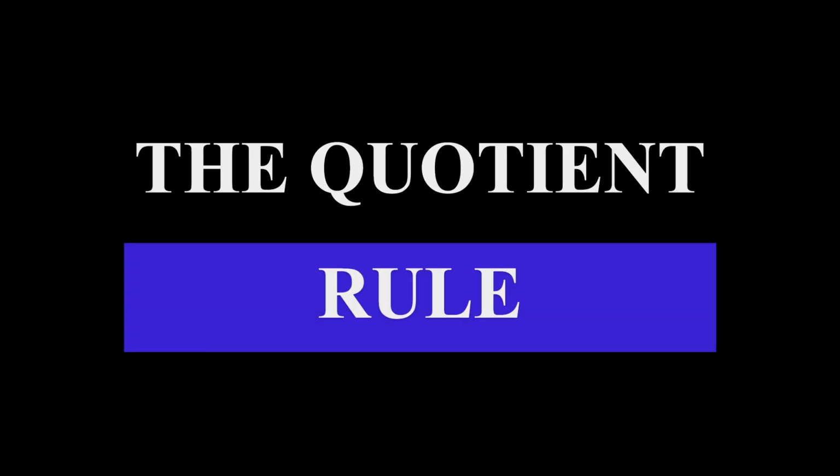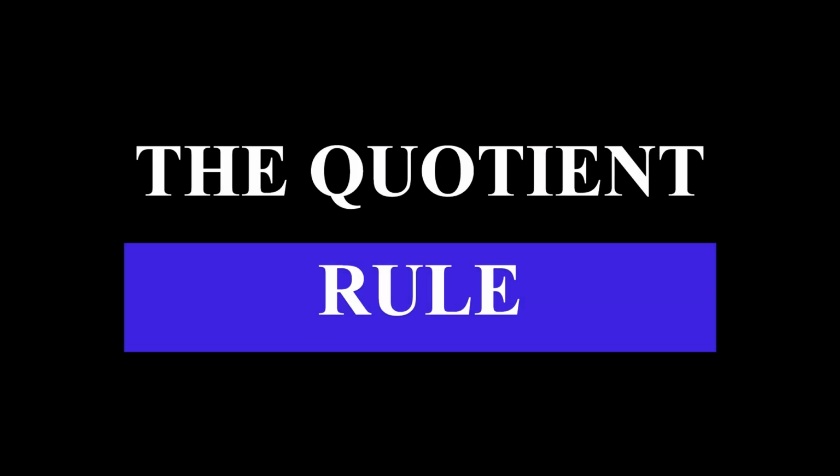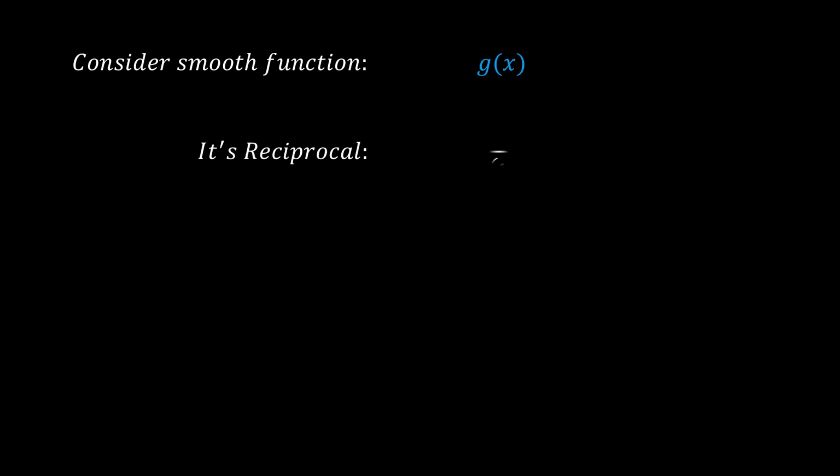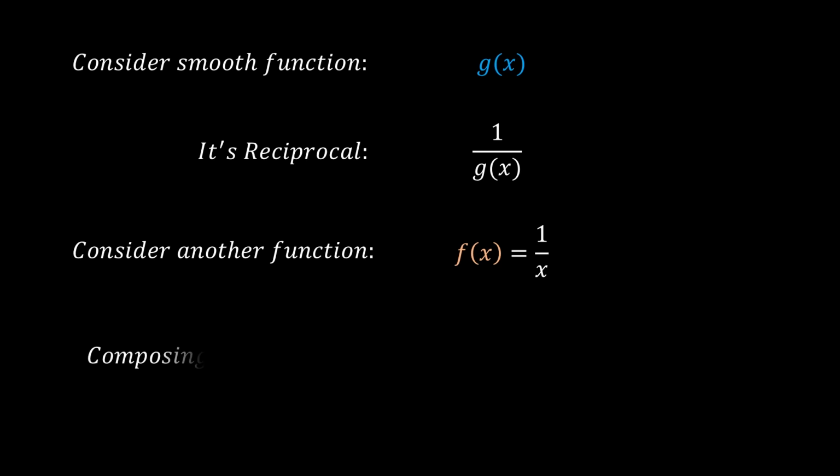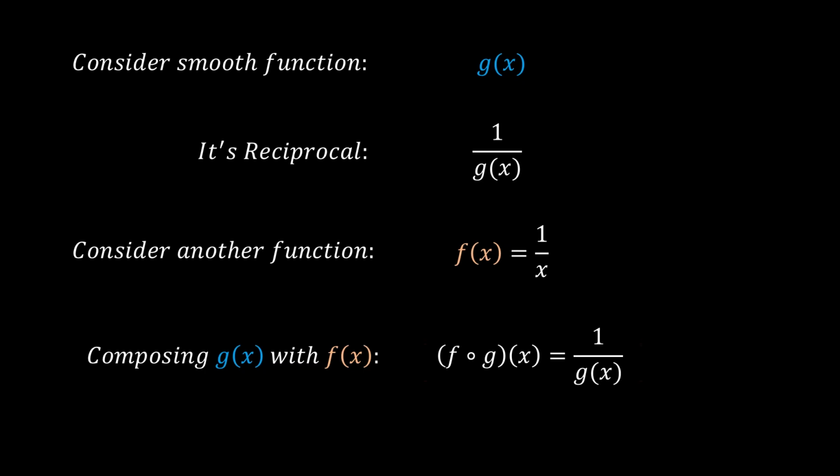Next, we will look at the quotient rule. To start thinking about quotients, let's consider a non-zero smooth function g of x. We'll find the derivative of its reciprocal, that is, 1 over g of x. We can get the reciprocal by composing g of x with f of x, where f of x equals 1 over x. So, now we can write f of g of x equals 1 over g of x. That means we can use the chain rule to find the derivative of 1 over g of x.